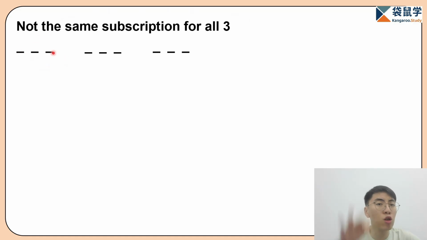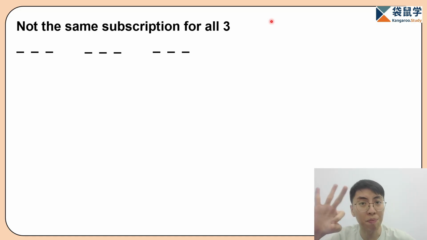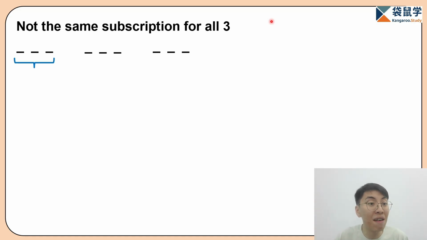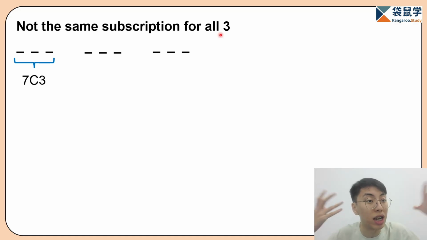For these three newspapers that he selects, how many total ways are there? Since we have 7 different newspapers and I want to select just 3 of them, that would mean that I can have 7C3. But no, that's a problem, since all of them have to have one similar subscription as compared to the previous person.